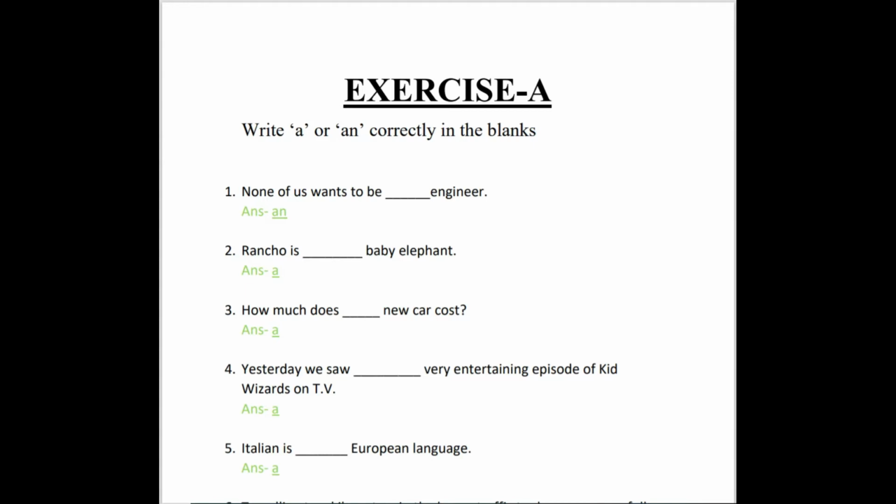Number 2, Rancho is dash baby elephant. The sound which comes after the blank is consonant. So the correct answer should be a baby elephant. Yes. Now comes number 3. How much does dash new car cost? As the sound succeeding the blank is consonant. Yes. So here we are supposed to write a new car cost.